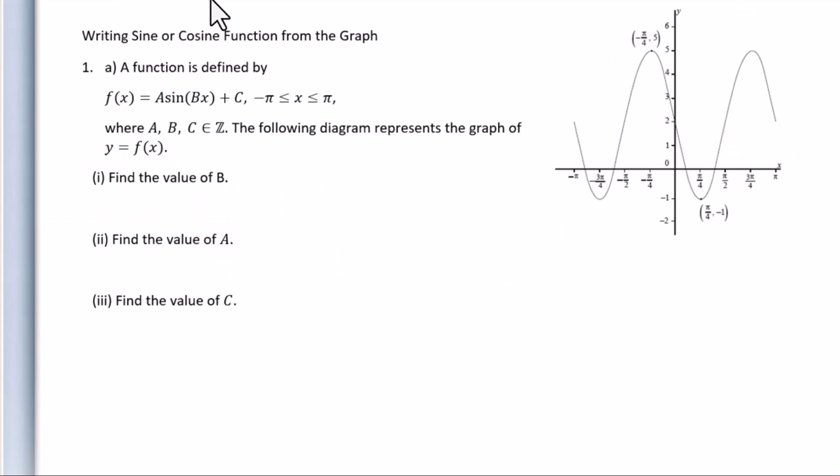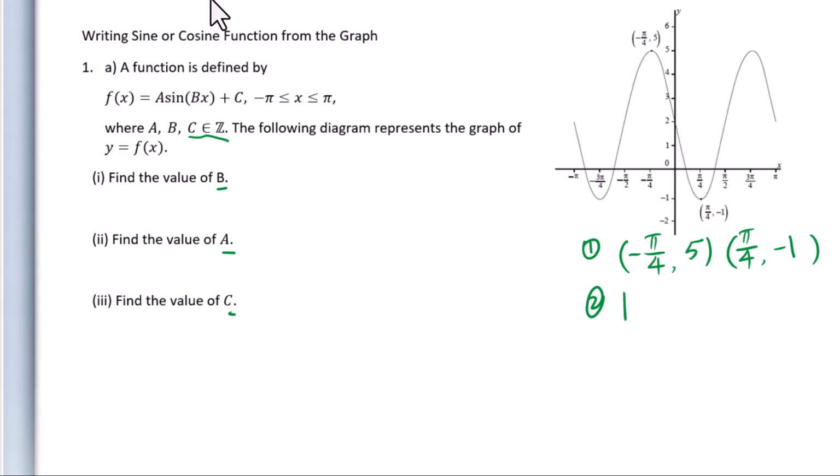Let's go to the example. A function is defined by f of x equals a sin bx plus c, x is between negative pi and pi, where a, b, c are integers. The following diagram represents the graph of y equals f of x. Find the value of b, a, and c. When you get the graph, the first step, we need to write down the coordinates for the maximum and minimum points. Negative pi over 4, 5. Pi over 4, negative 1.